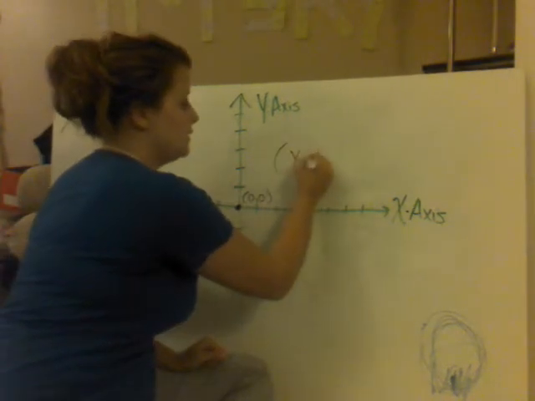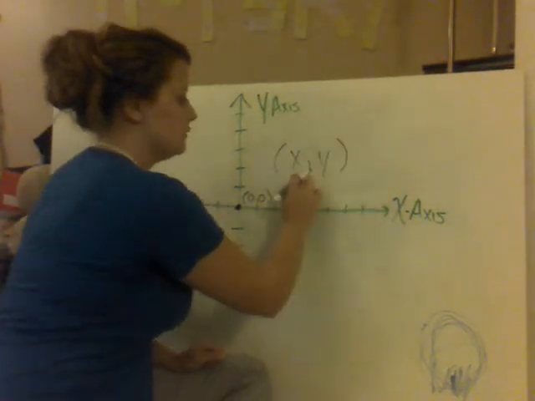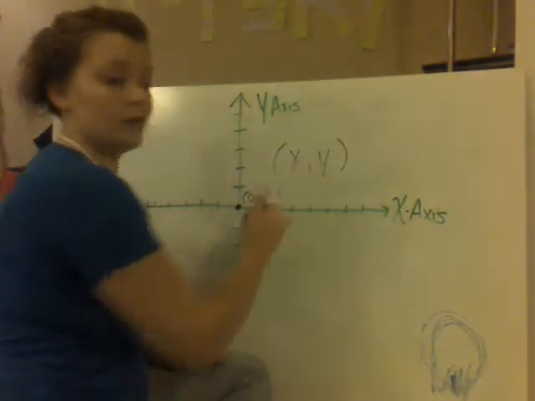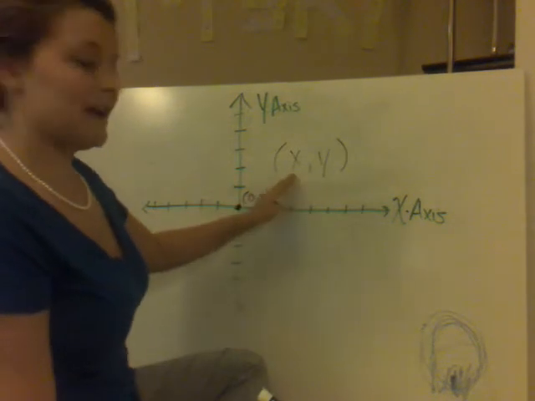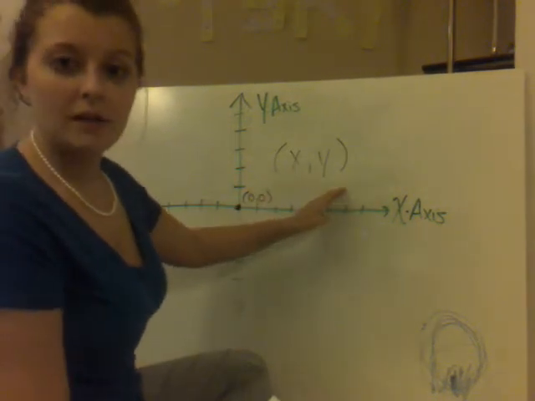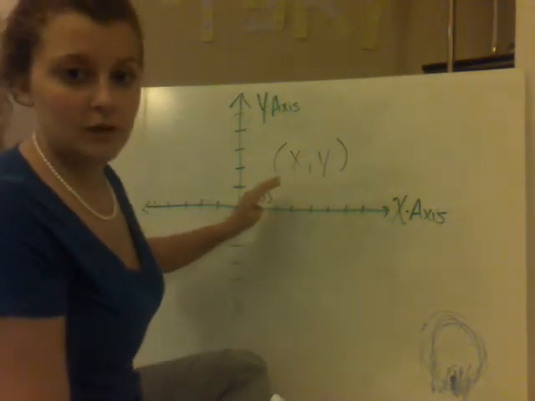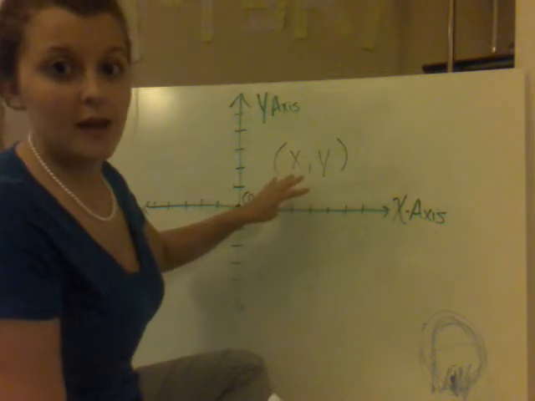And again, a coordinate with a comma: x on the left, y on the right. Every time, 100%. Don't change it. Ever.